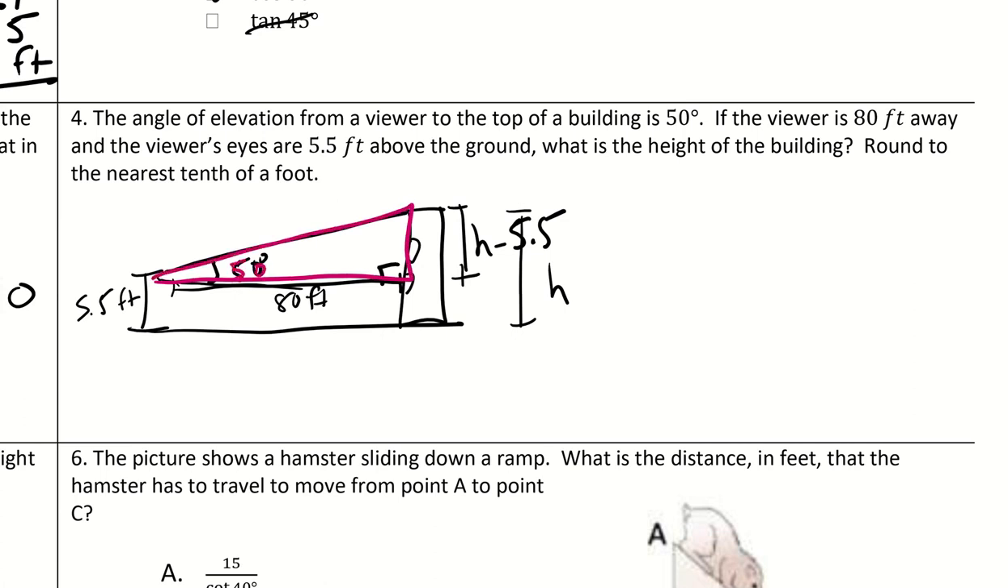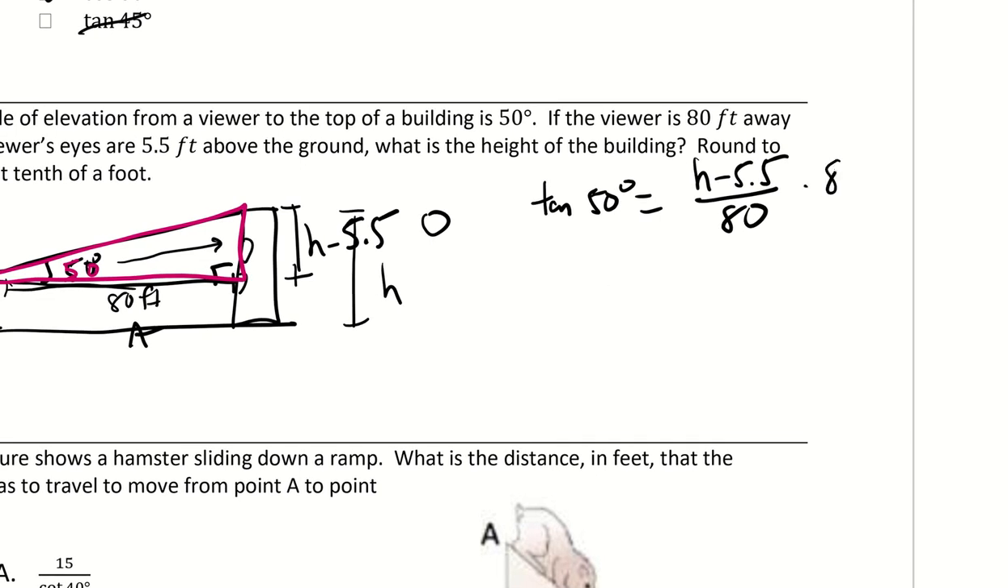And if I focus on this triangle, then I have opposite over adjacent. So that's tangent. Tangent of 50 degrees equals opposite over adjacent. And there's our equation. So we'll multiply by 80 on both sides to get rid of it. So we get 80 tan 50 equals h minus 5.5.